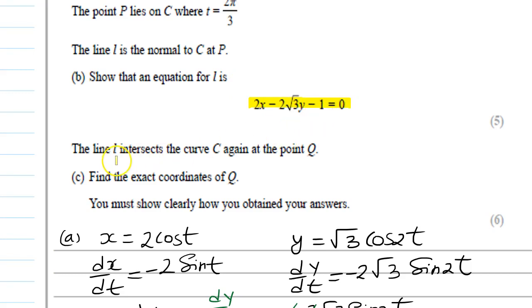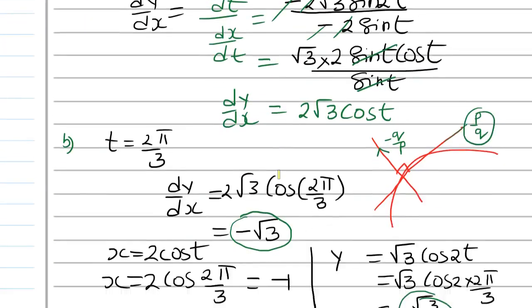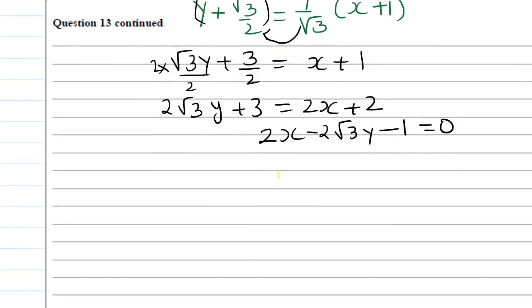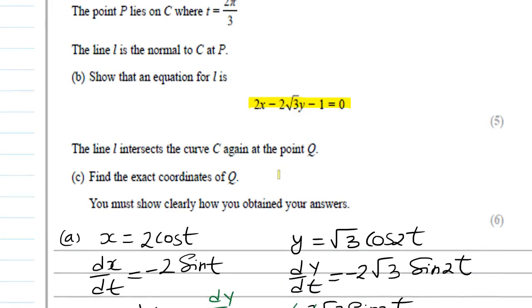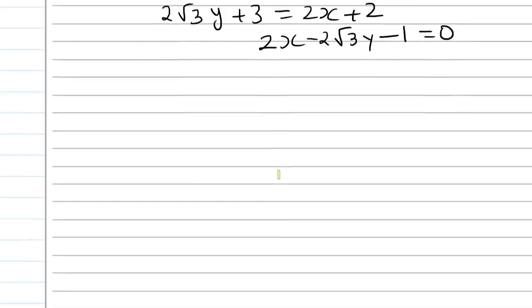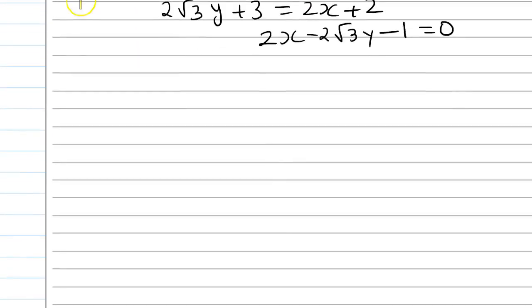Now the last part is the line L, that is normal, intersects the curve again at the point Q. Find the exact coordinates of Q. So it is basically a simultaneous equation type question. We have two equations and we just need to plug the values. So this is your C part. For C part, let's put the values there.